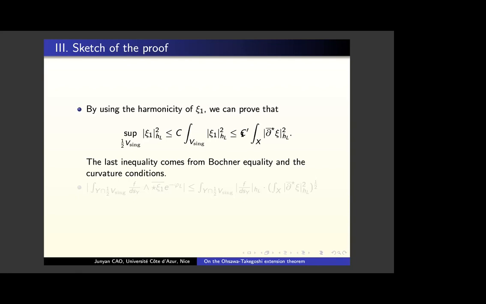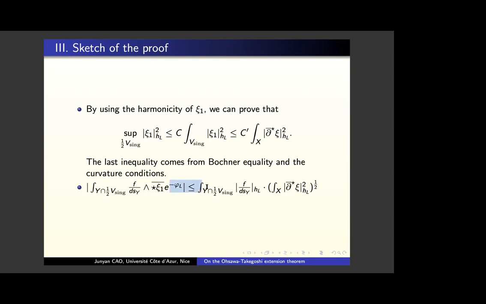Because we assume that the curvature of HL is larger than some constant times the conic metric on V singular, we have the second inequality. Therefore we know that the C0 norm of C1 is in fact controlled by this term. Once we evaluate this integral, it can be controlled by this L2 norm times the C0 norm, which is controlled by this term.